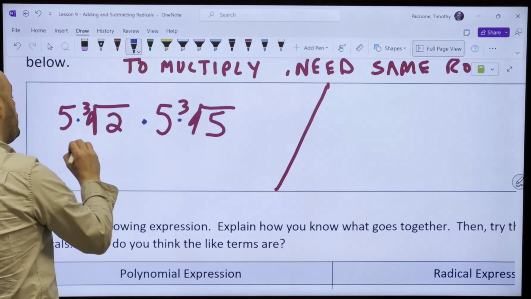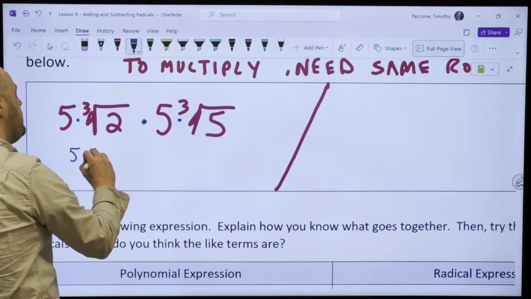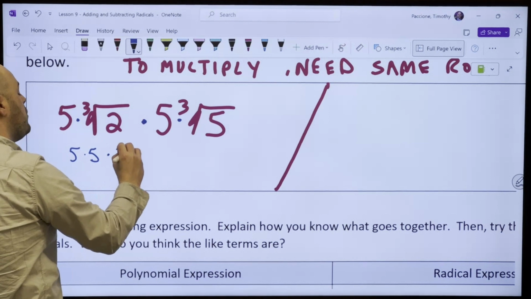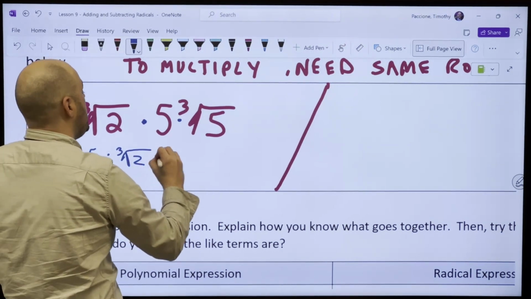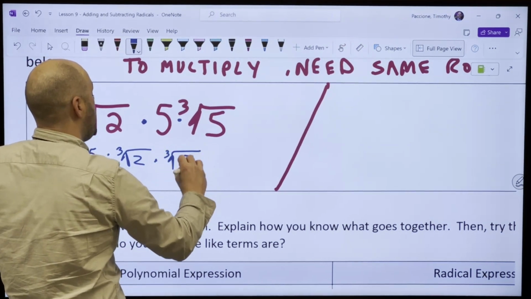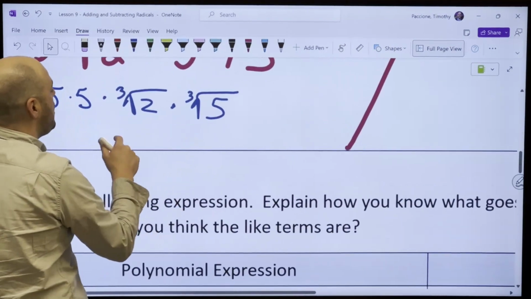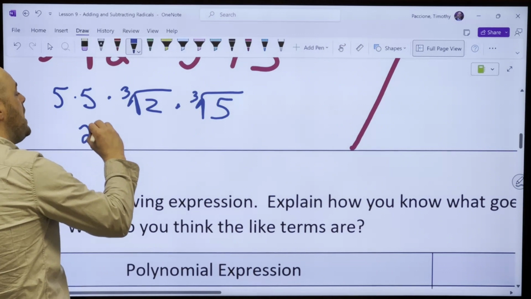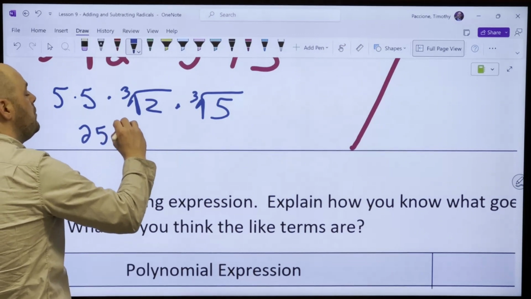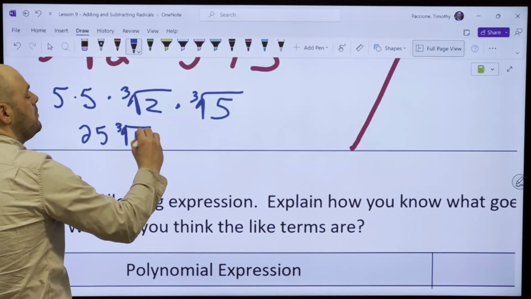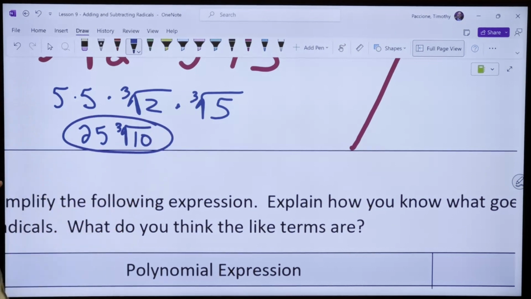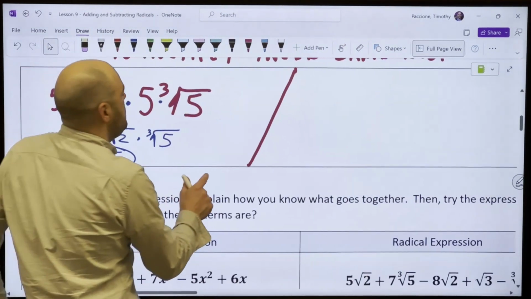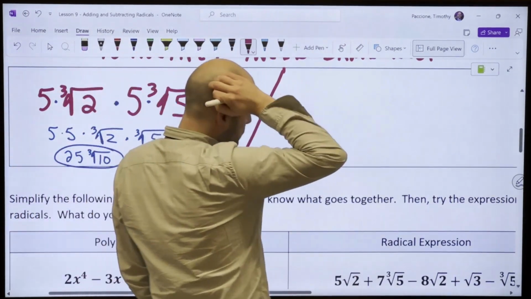So I can rewrite this to be 5 times 5 times third root of 2 times third root of 5, right? And now I can be like, okay, these things go together, these things go together. So this is 25, and then the third root of 10. And I can't do anything with the third root of 10, it doesn't break down, right? Because there's no group of 3 in there. All right, somebody want to give me another one they did?